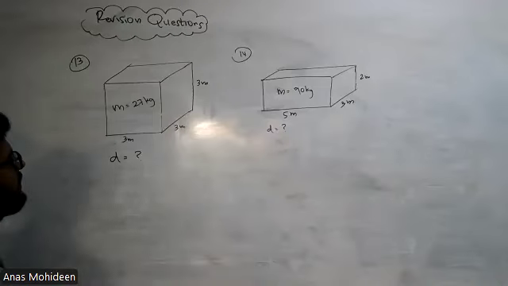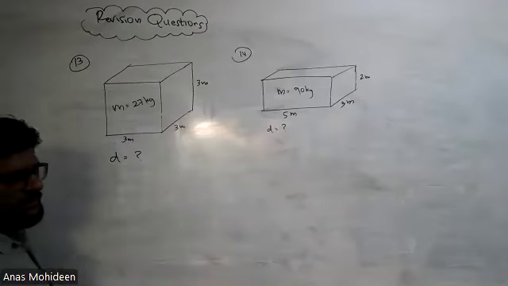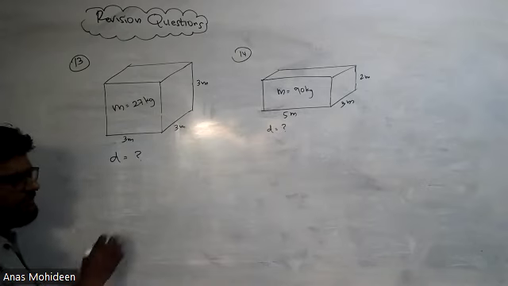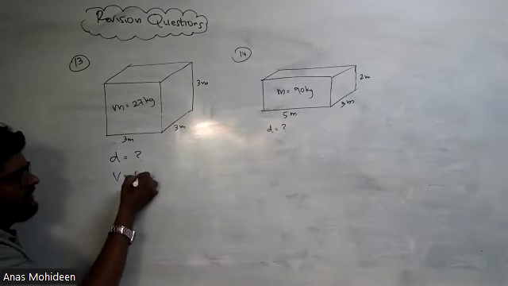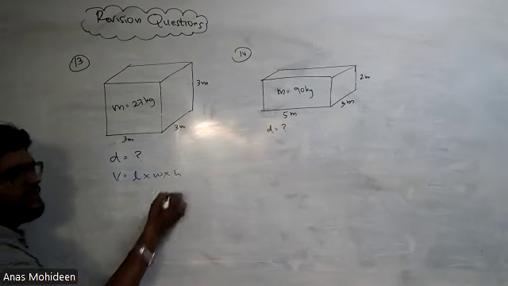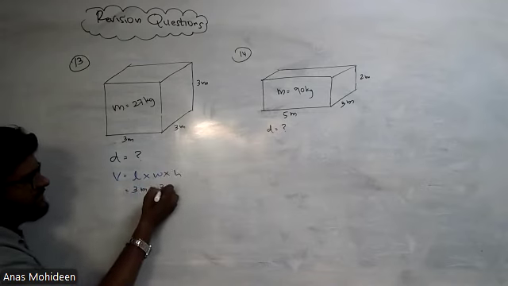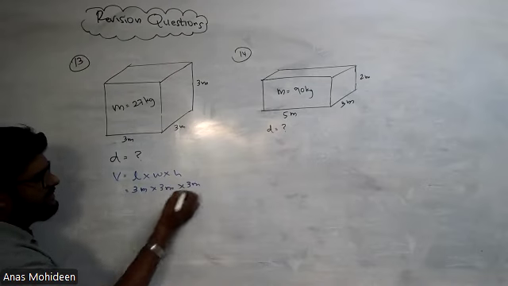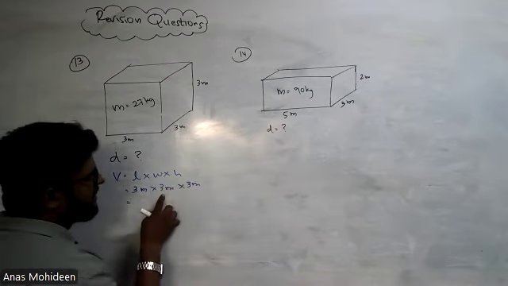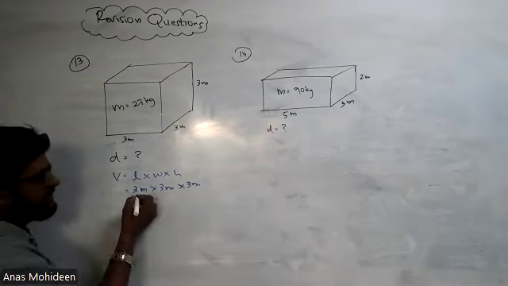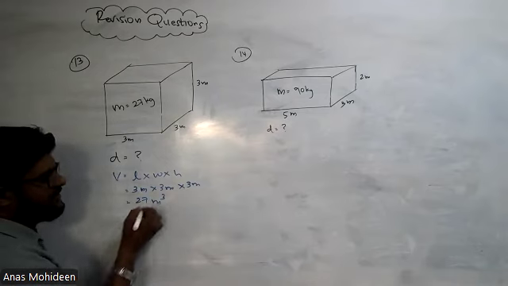So you can see here, it is a sort of cube, right? First, you want to find out the volume. How do you find out the volume? Length into width into height, right? So 3 meters into 3 meters into 3 meters. 3 into 3, 9. 9 into 3, 27 cubic meters.